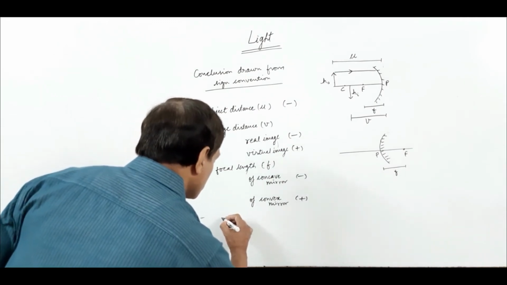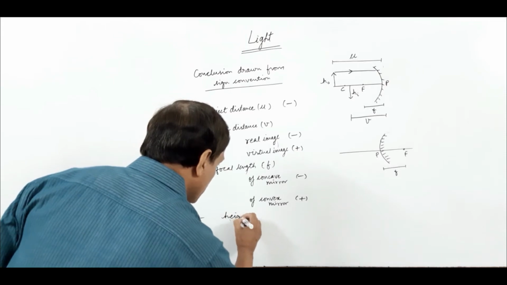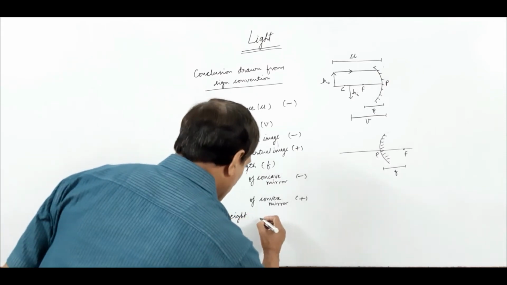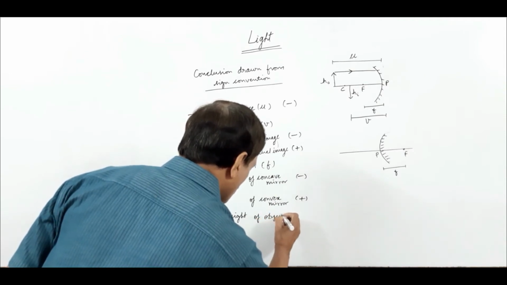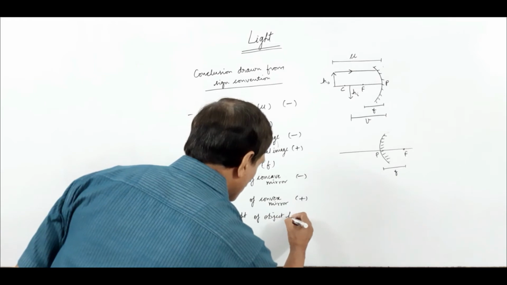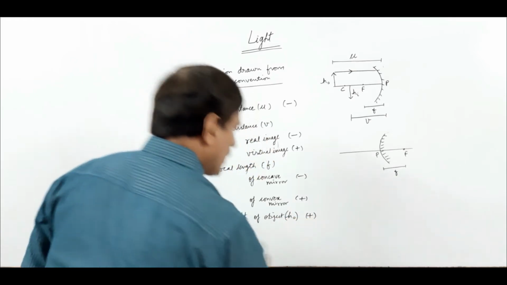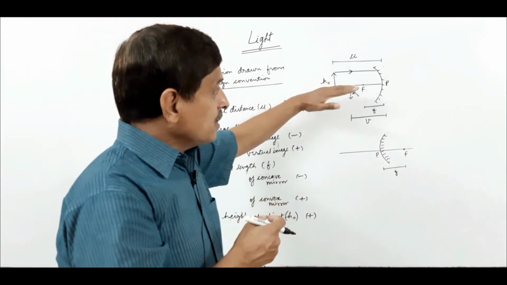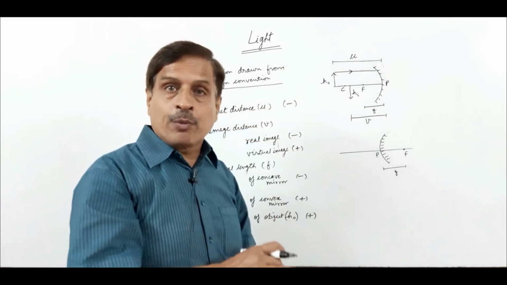So, we measure the focal length from left to right, in the direction of the incident ray. Then, the height of the object is always positive because the object is placed above the principal axis, perpendicular to it. So, it is taken to be positive.